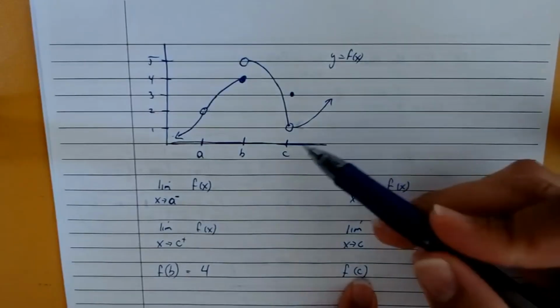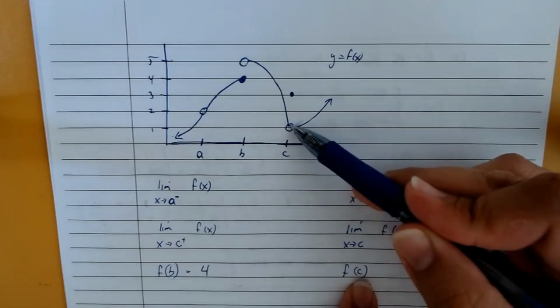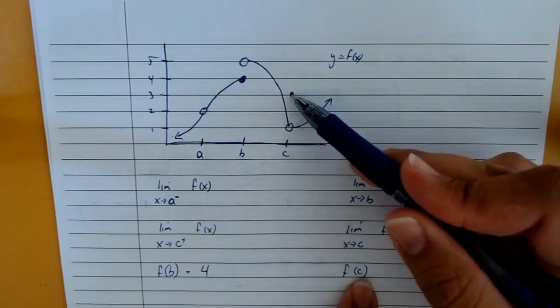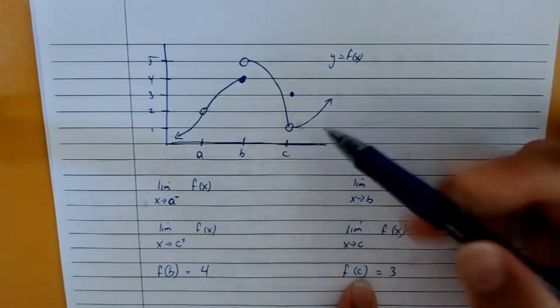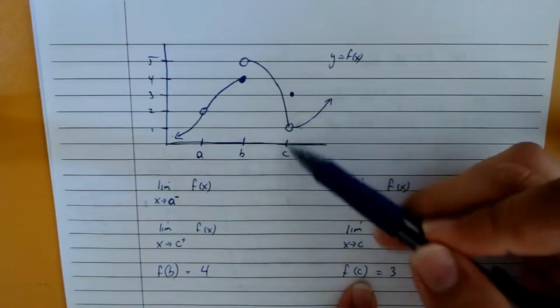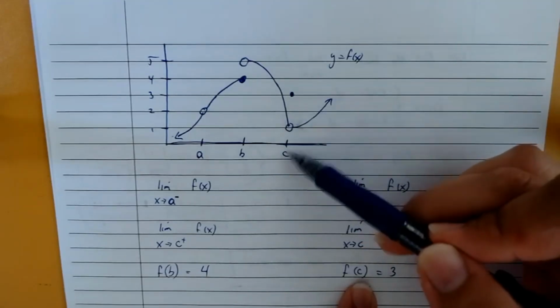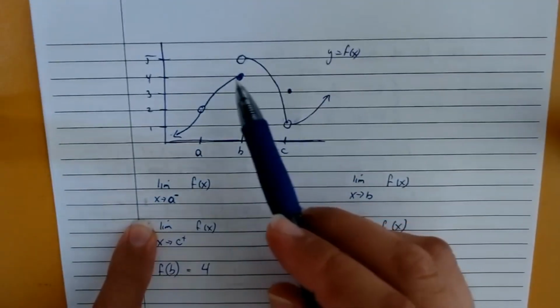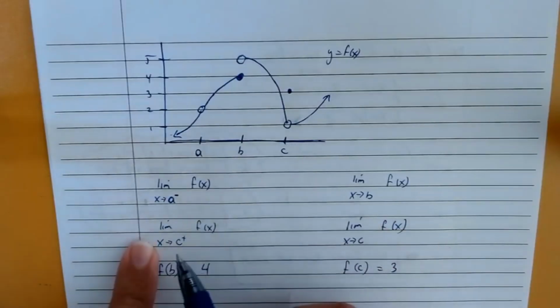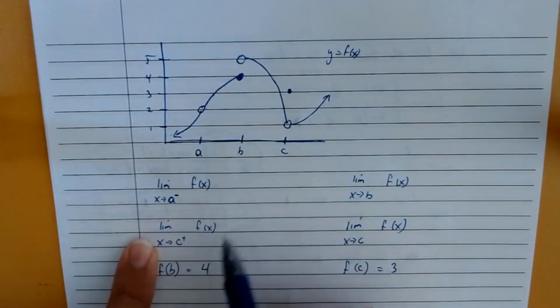What about c? Well, here's my c, and my point is up there. Oh, that's at 3. Okay, so f of c is 3. Notice that doesn't require any limits, doesn't require any sided anything. It's just, if here's my x, where's my y? But now for these, it doesn't matter where your y is. It matters what happens as you approach that value.